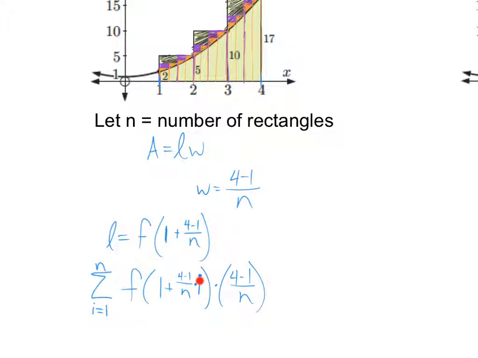So the first rectangle, then the second, then the third, then the fourth, then the fifth, all the way up to n. So we have to do that for every single rectangle and then add all of them up? You would have to do that. And if we were in AP Calculus or Calc Honors, we would spend like a week doing these. All kinds of nasty ones. But thankfully we don't have to.